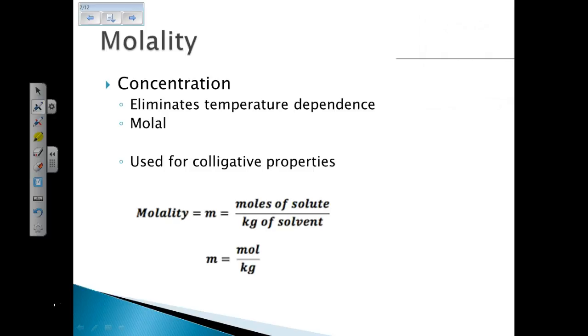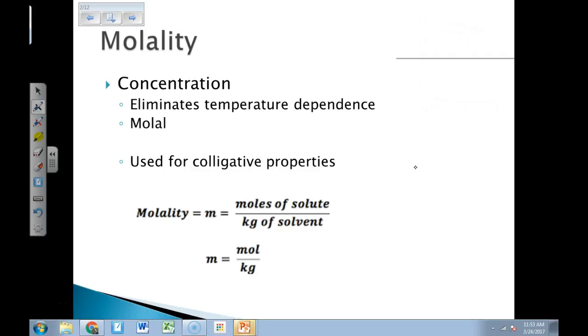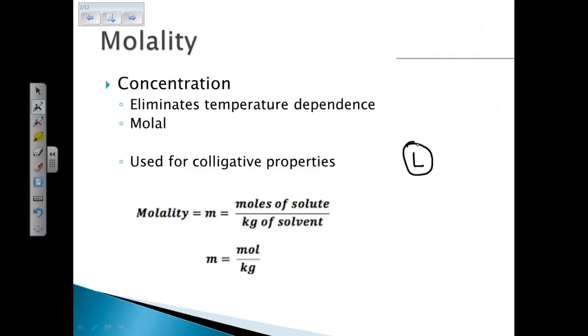Molality is an alternative way of expressing concentration that eliminates temperature dependence of the concentration. If you think about molarity, it's moles per liter, and remember that the liter can change based on temperature. You heat up a liquid, it expands, it gets bigger, and those sorts of things happen. So by using molality, we are eliminating the temperature dependence of concentration.